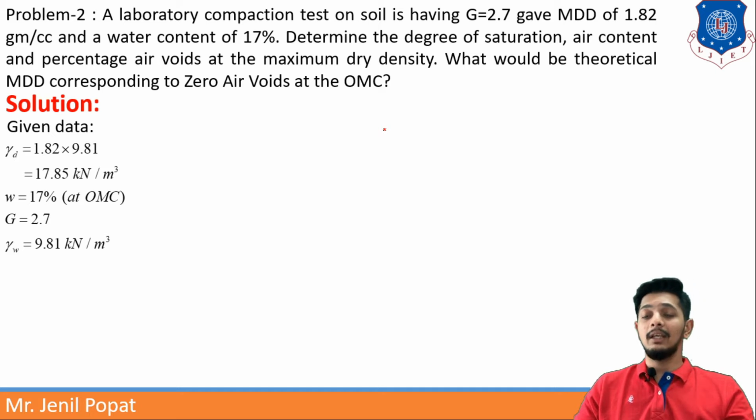Gamma d is given as 1.82 gram per cc, right? So I will convert it into kilonewton per meter cube. So it comes out as 17.85 kilonewton per meter cube. w, that is 17 percent, G 2.7, and gamma w 9.81 kilonewton per meter cube.